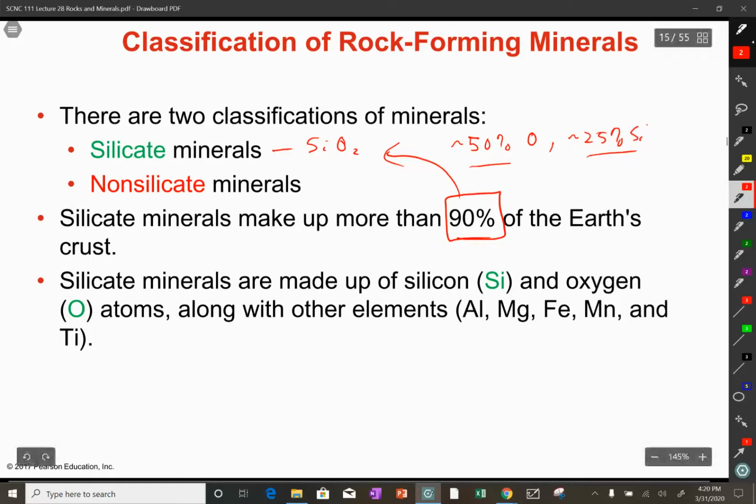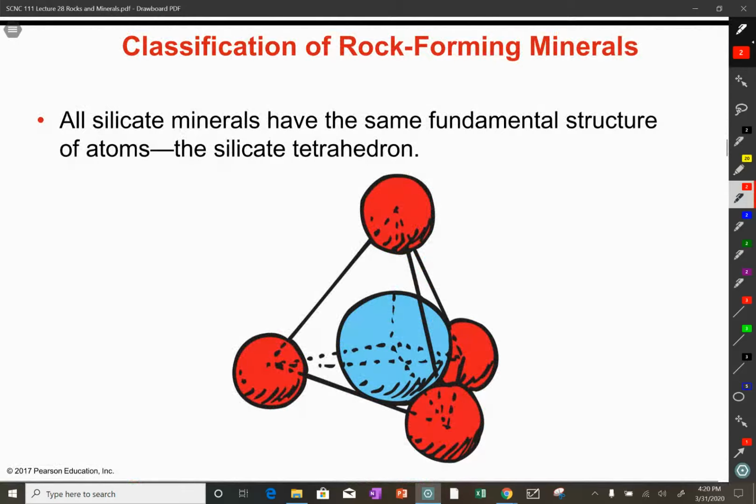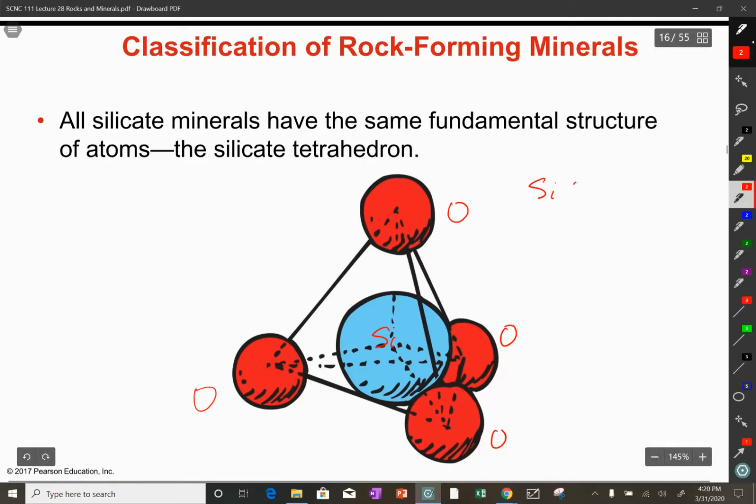Now, silicate minerals are made up of silicon and oxygen, as I said, silicon dioxide, as well as some other, shall we call them contaminants, other elements. And so here is the base of the silicate rocks. It's a tetrahedron that has the silicon here and oxygens all around. Now, of course, you guys can count, and you recognize this has 1 silicon and 4 oxygens, right?